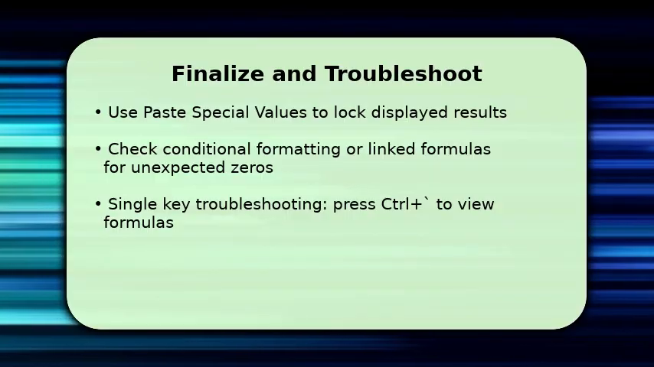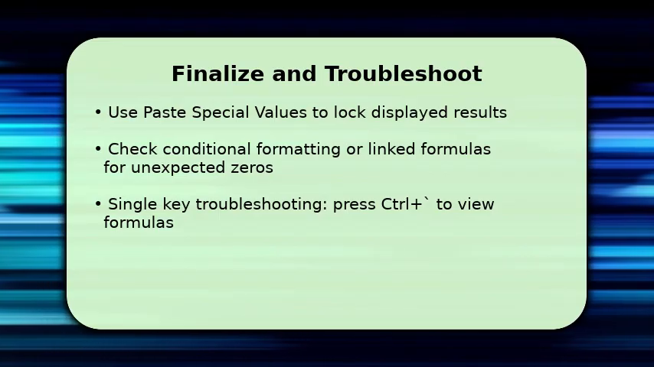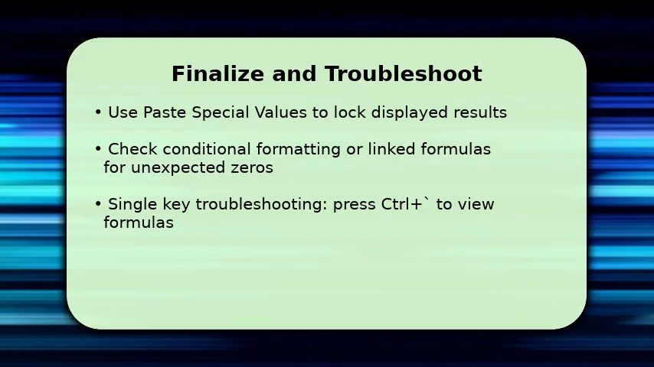If things still look wrong, press Ctrl and the backquote key to toggle formulas view and spot the source quickly. Make sure to save a backup before bulk changes so you can revert. This final check prevents accidental data loss and keeps zeros behaving as intended.